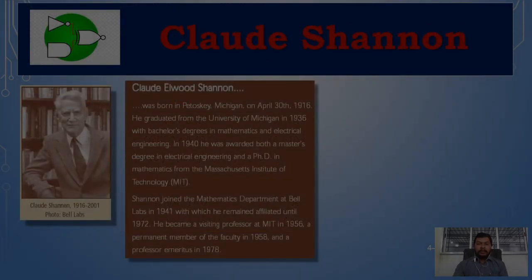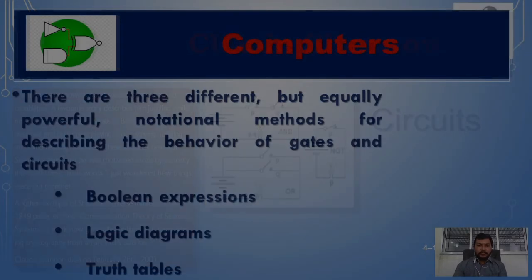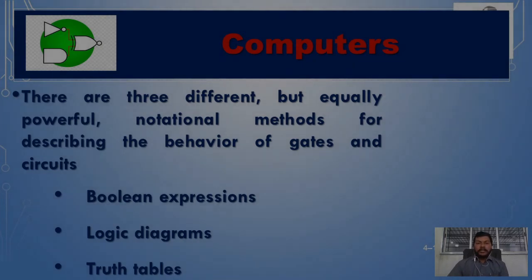Then this is the person who developed the circuits for that. He is Claude Shannon, and he developed some circuits to show how the circuits work in AND, OR and NOT operations. Now for computers, there are three different but equally powerful notation methods for describing the behavior of gate circuits, and those are Boolean expressions, logic diagrams and truth tables. These three are the ways in which we are going to describe a gate or computers.